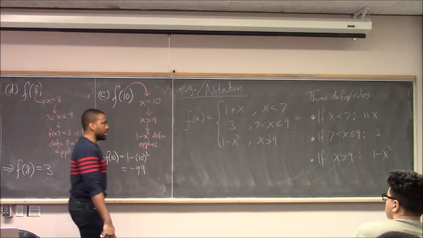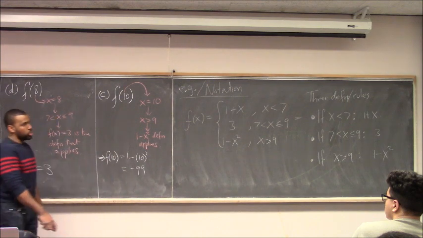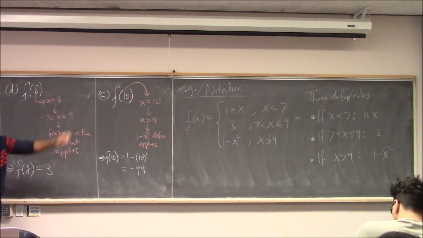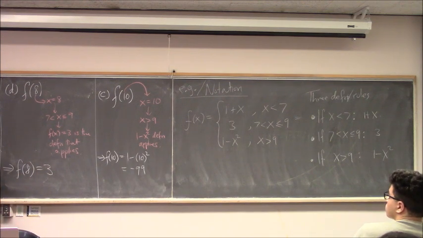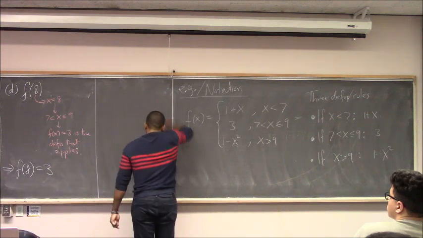And just remembering that a function can only have one output tells you that you should only be looking at one definition at a time. Figure out where your input lives, and you ignore all the other definitions and only take that one. Okay, so that is a piecewise function.